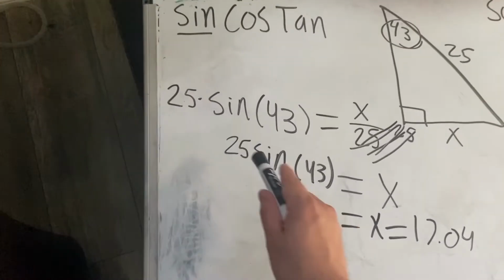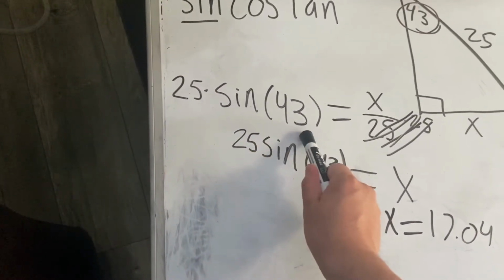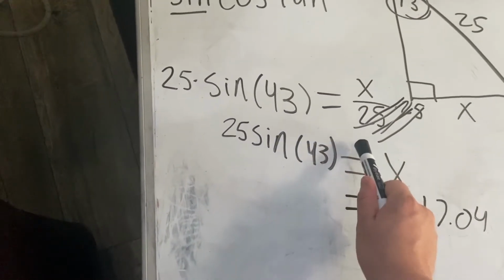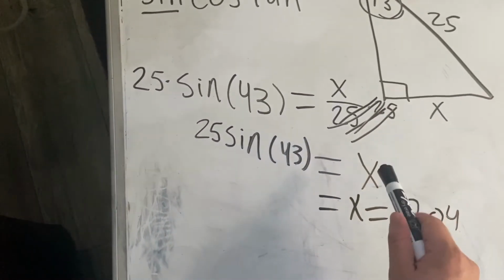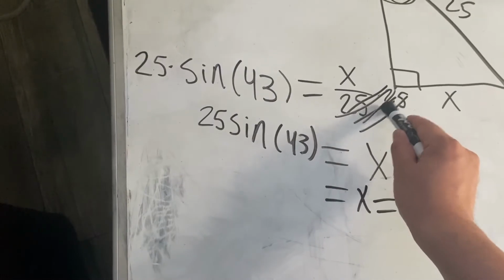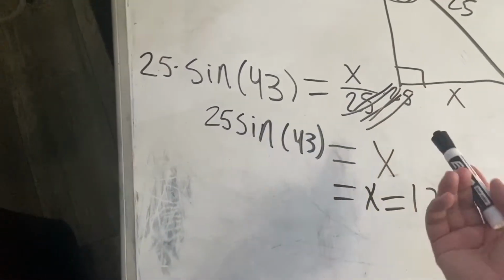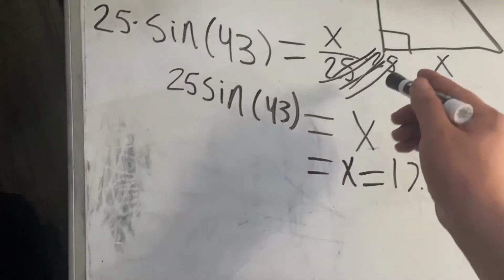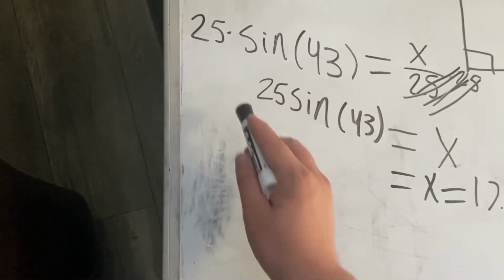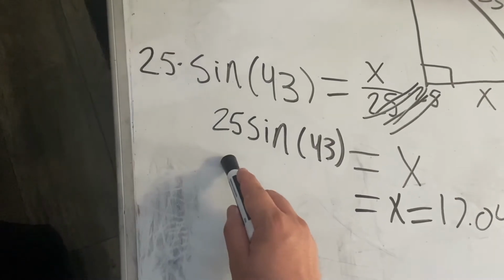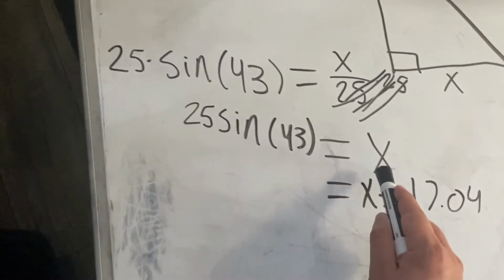So here, originally I wrote sine of 43 is equal to x over 25. But I want the x by itself. So that's why I multiplied by another 25 on this right side. That's why I crossed it out, to isolate my x. But as I said in the video, what I do to my right side, I have to do to my left side. So on my left side, I wrote 25 times sine of 43 is equal to my x.